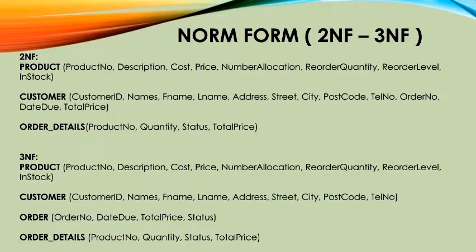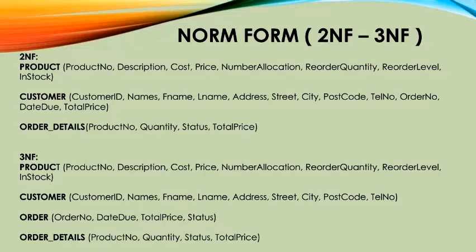For the second normal form, we divide into three entities, which are product, customer, and order details. The table has to be in 1NF before we convert it into 2NF, and all attributes that are not part of the primary key are functionally dependent on the primary key. As an example, here we have the product table, and the attributes are product number, description, cost, price, number allocation, reorder quantity, reorder level, and in stock.